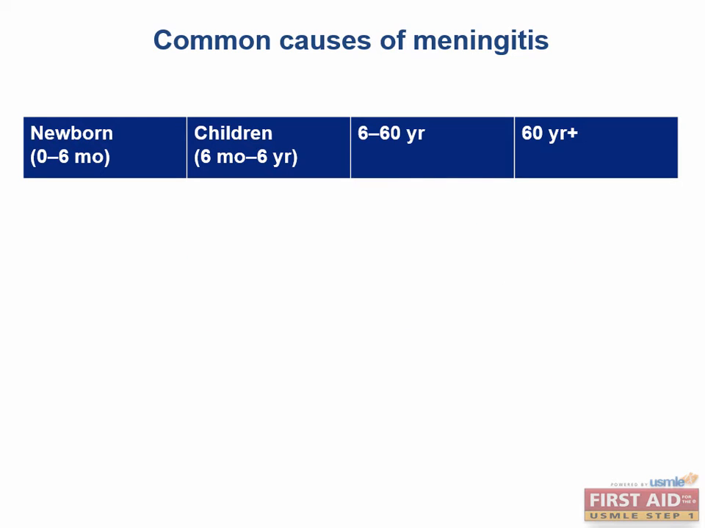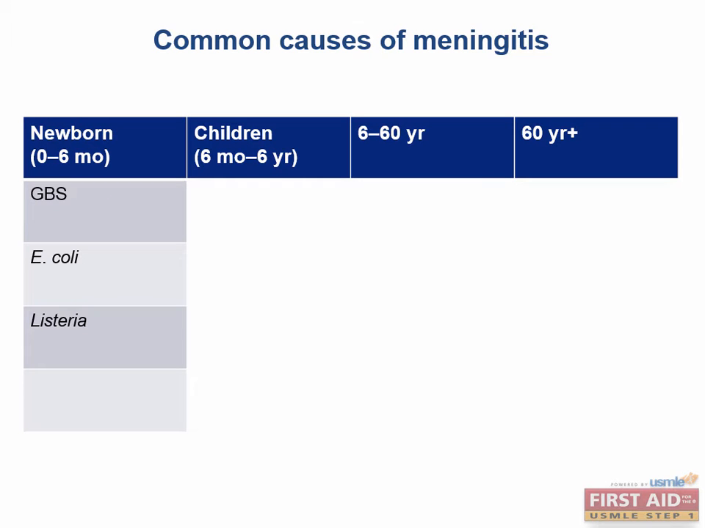First, let us look at the age groups and remember the rule of sixes: 0 to 6 months, 6 months to 6 years, 6 to 60 years, and 60 years and older. This is a great way that we can use to categorize the bacteria using ages that are pretty easy to remember.